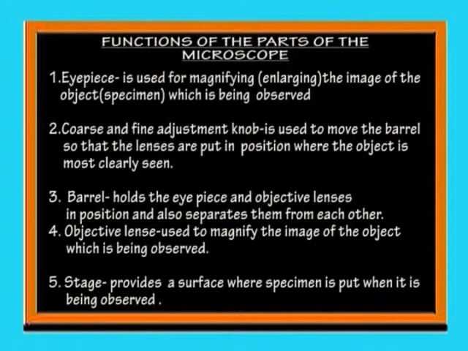Let us go further. Let's look at the objective lens or objective lenses. These are used to magnify or enlarge the image of the object which is being observed. If you look at the eyepiece and the objective lens, they have the same function. This is because the eyepiece also has a lens.